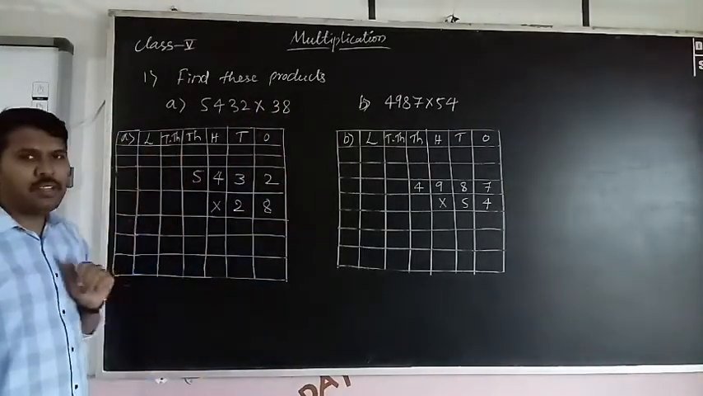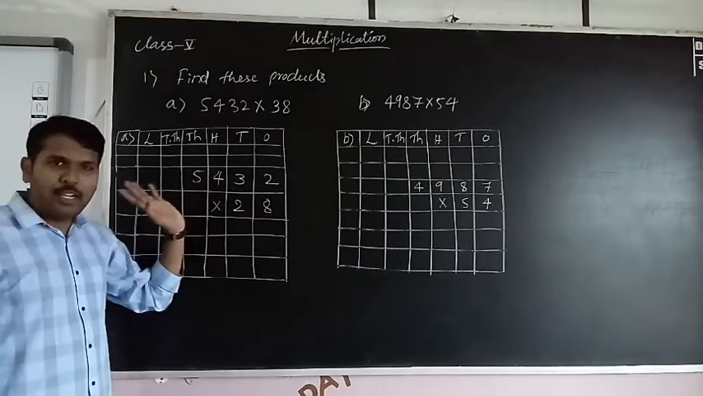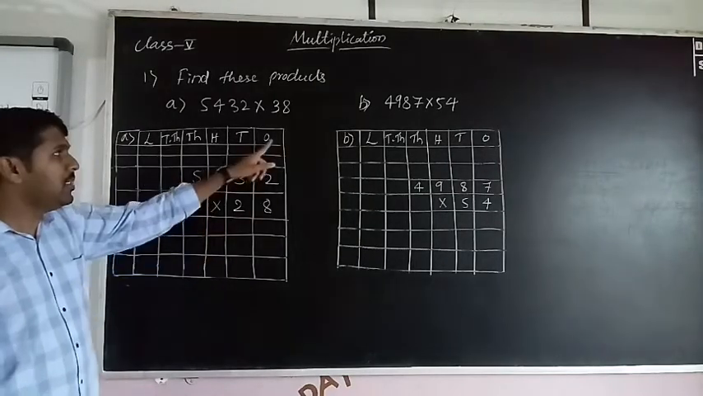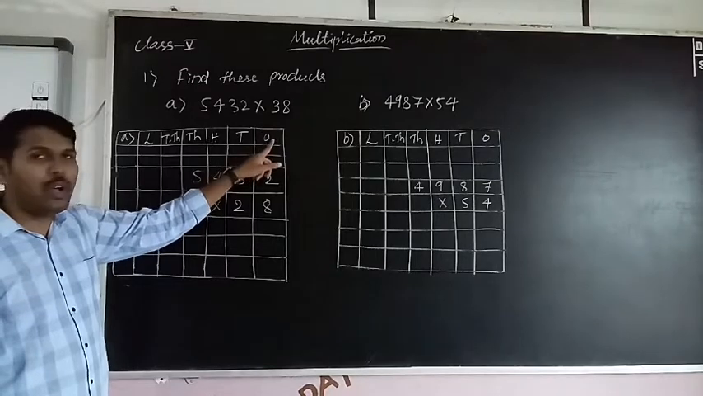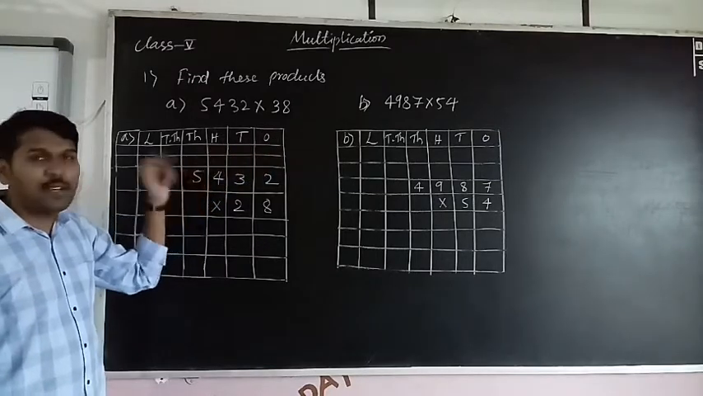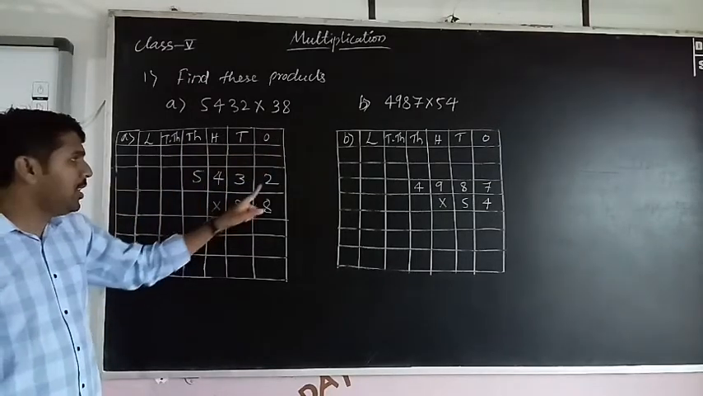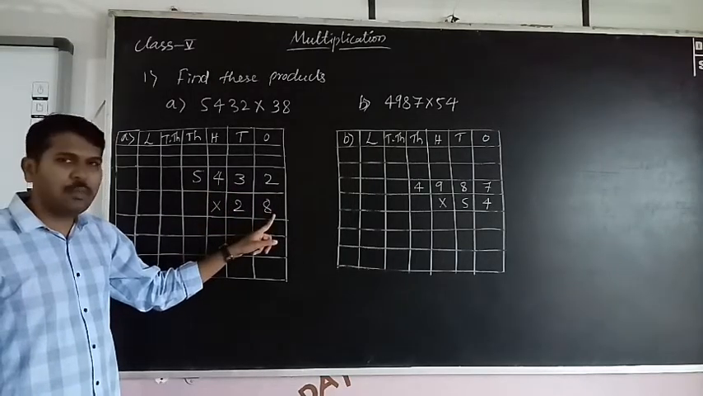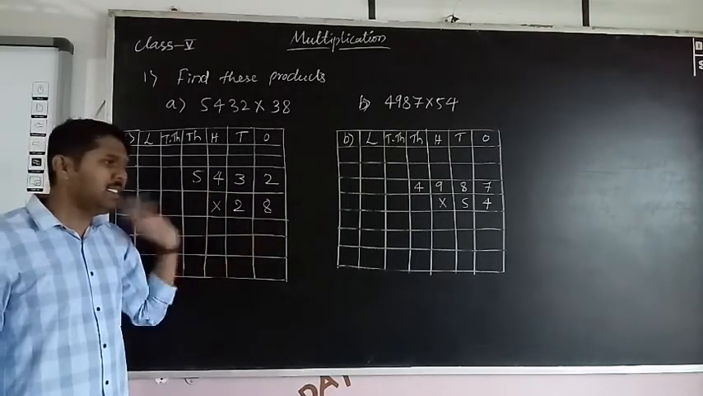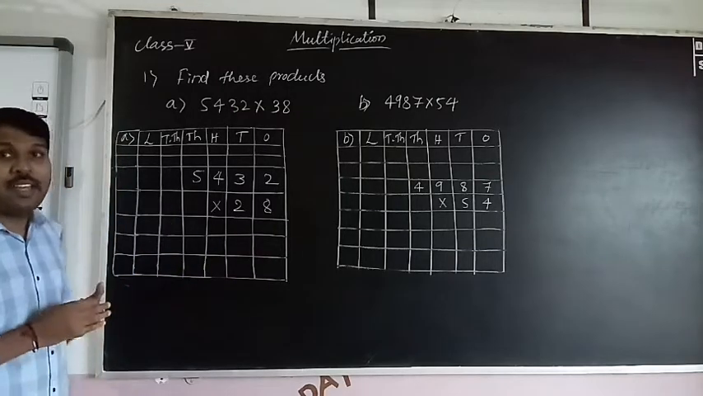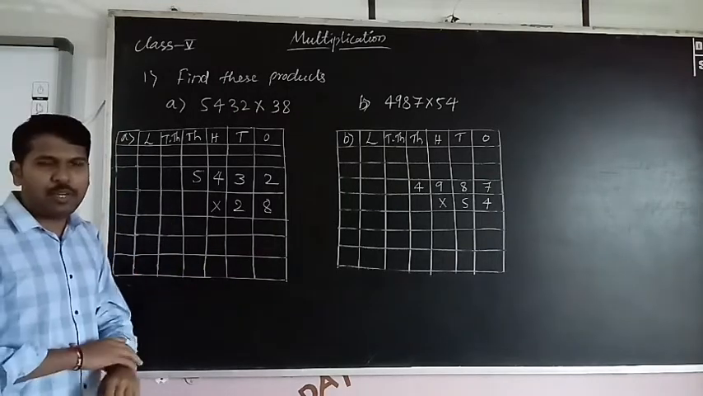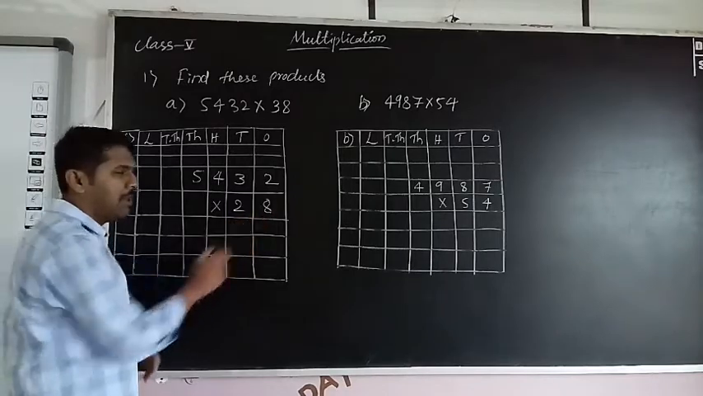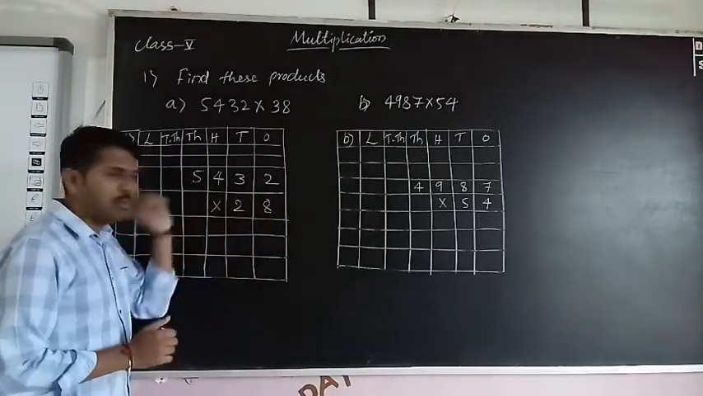So how to multiply the number? First write down the number, and in that number the place values are 1, 10, 100, 1000, 10,000, lakh. So here 1, 10, 100, 1000. The next number is 28, ones place, tens place. So how to multiply? First, multiply the 8 to all these numbers.